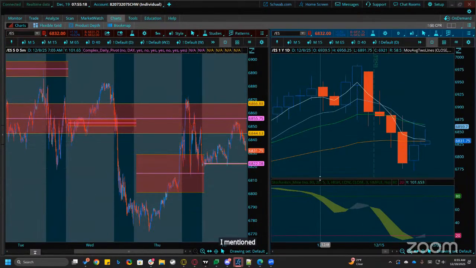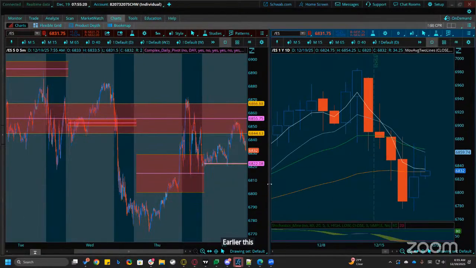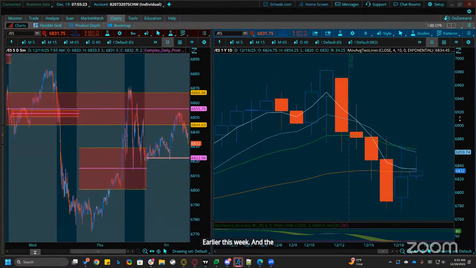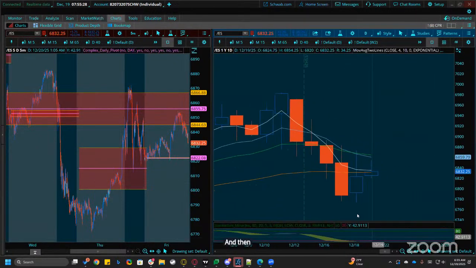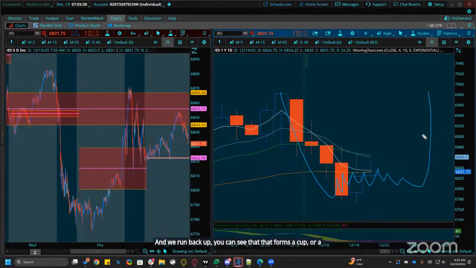I mentioned the TRB earlier this week, and the possibility that we could build out a base down here and then run back up. Now, if we built a base and we run back up, you can see that that forms a cup or a scoop pattern. We'll take it. There's nothing wrong with it. It's fine. And a lot of times on the way back up, you'll get multiple candles that form the other side of this. And there's nothing wrong with that. But I like the TRB better.